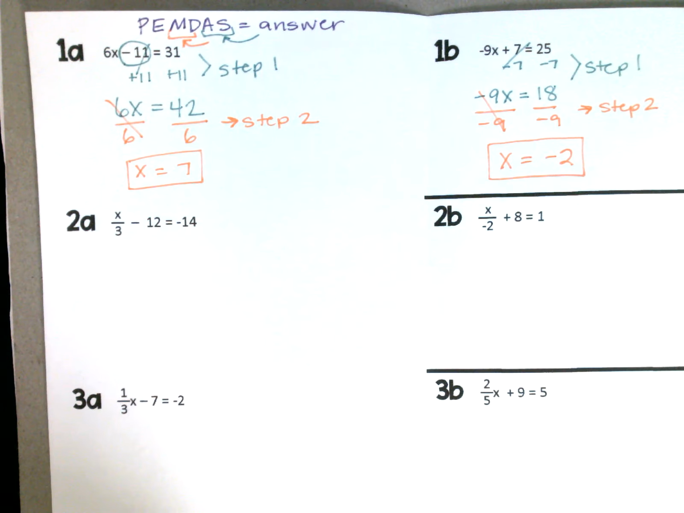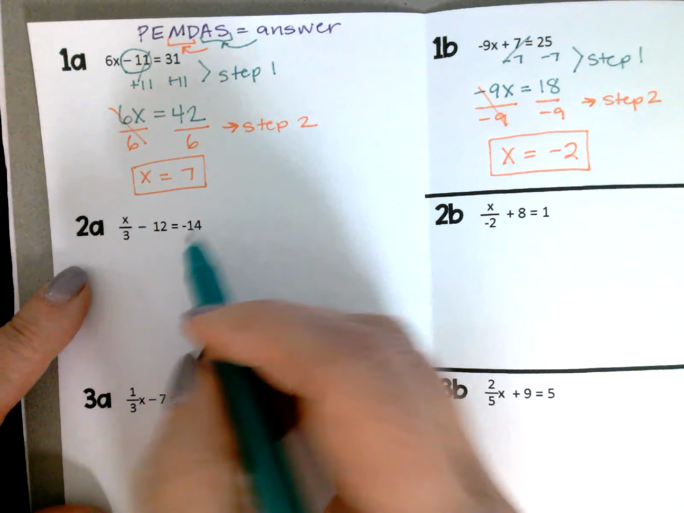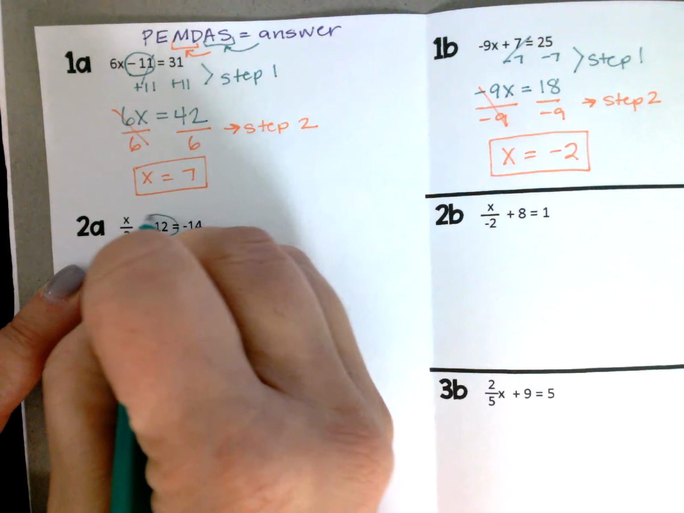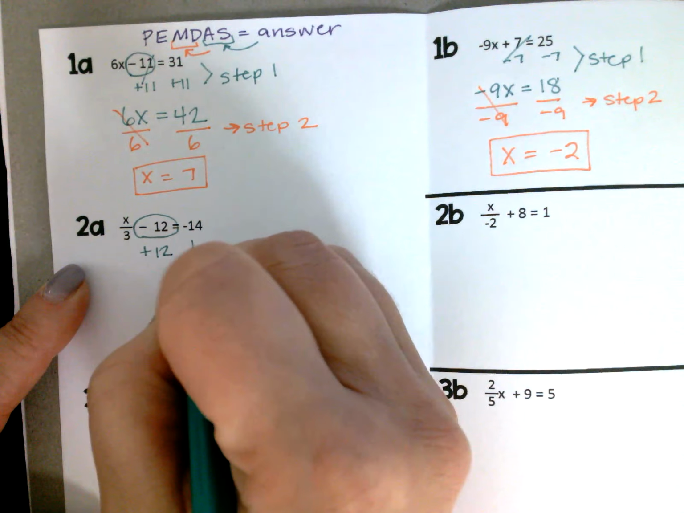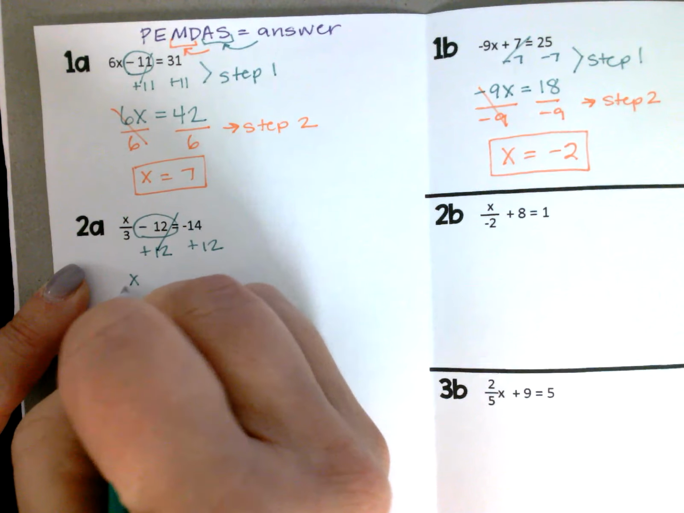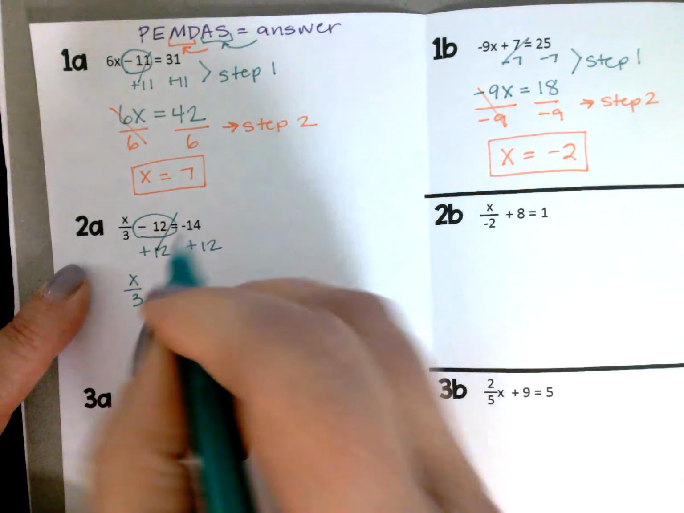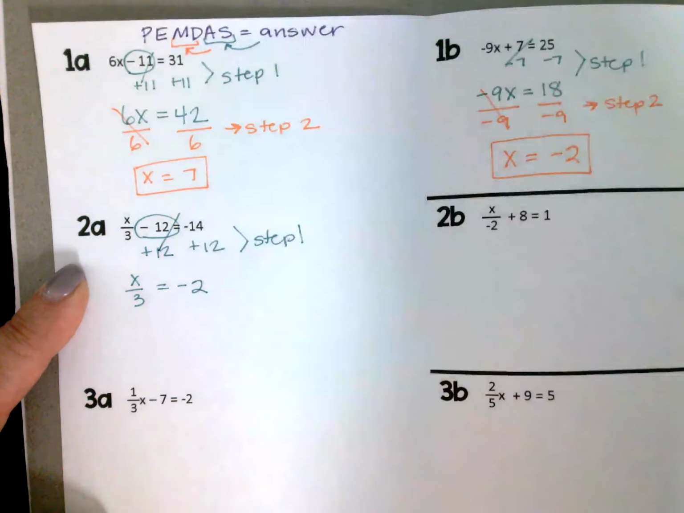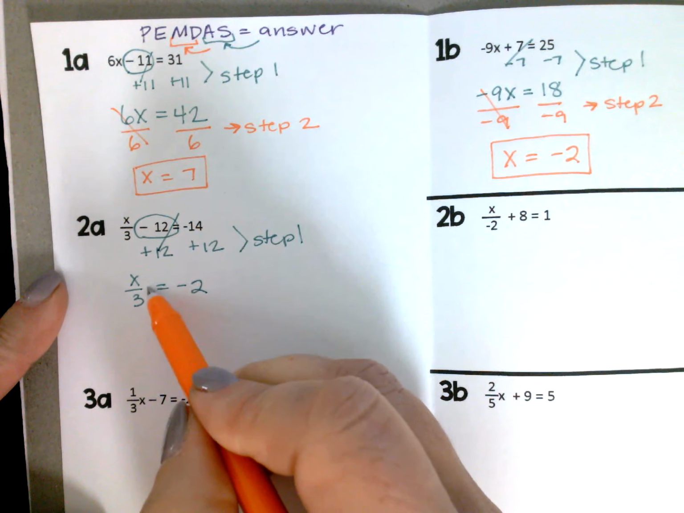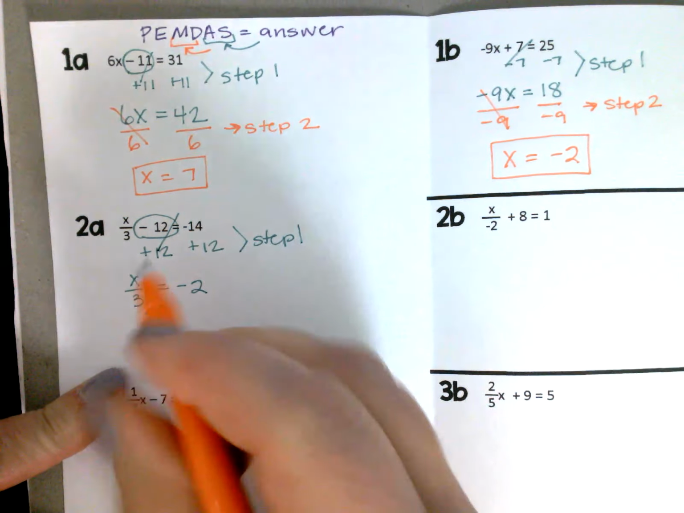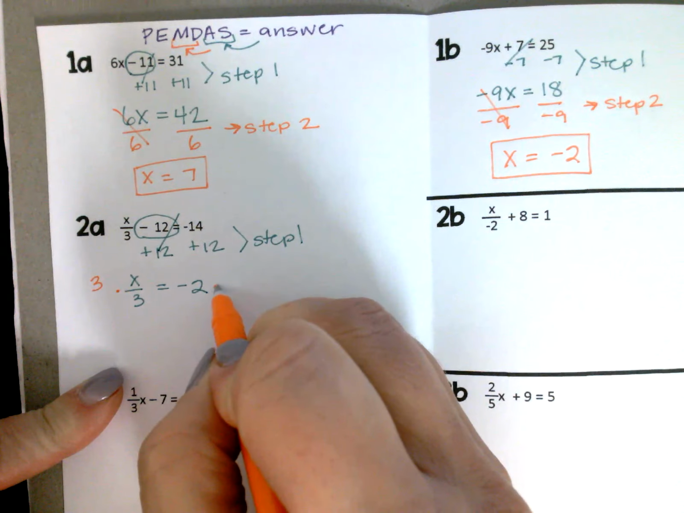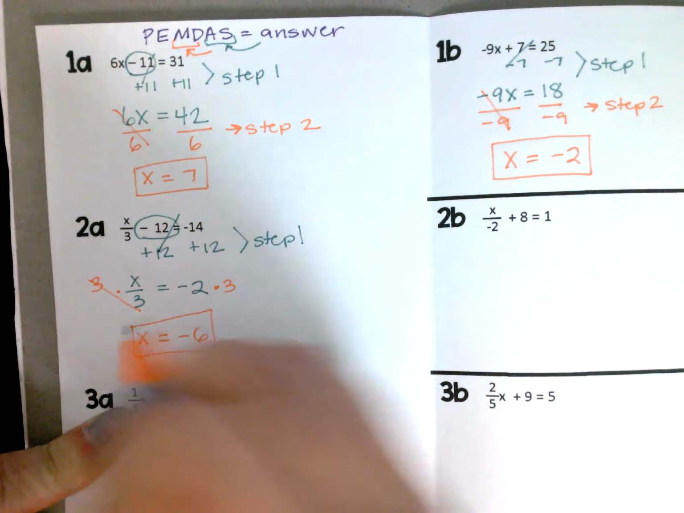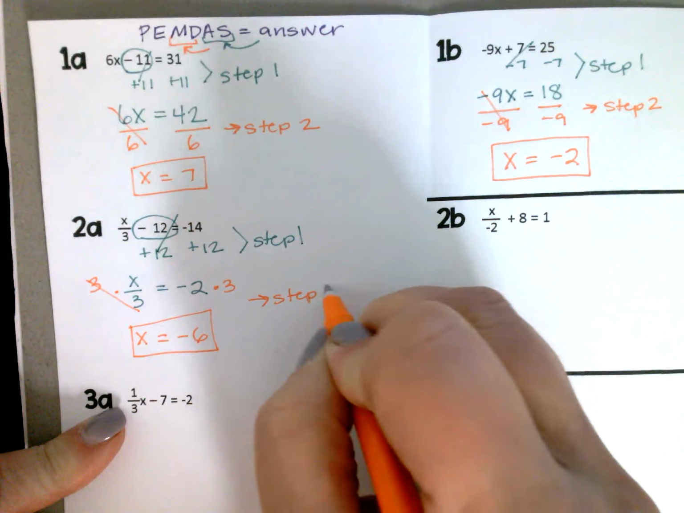This is just another review problem like the ones you were working on yesterday. I will do order of operations, so I need to undo my adding or subtracting first. So I'm going to add 12 and add 12. When I add 12 to -14, I get -2. That is step 1. Now, because the variable is part of the fraction, this is a division problem. Therefore, I need to multiply, and x equals -6. This was my step 2.